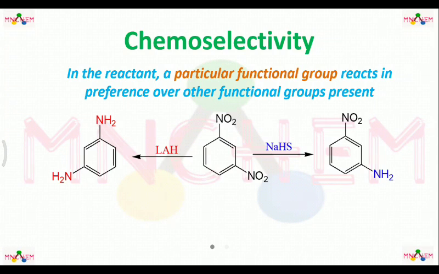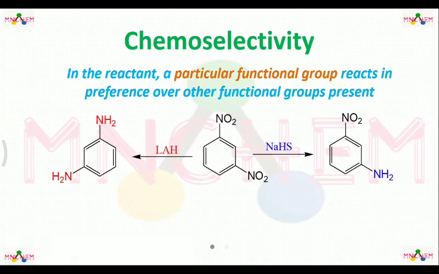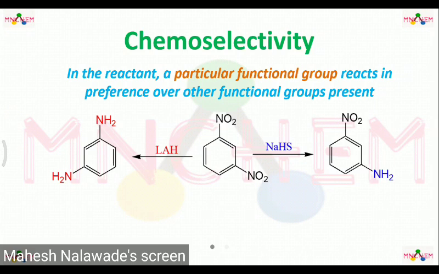So here also you can compare. If I use strong reducing condition, LAH is a strong reducing agent. It reduces both the nitro groups and the product formed is metaphenylene diamine. Okay, here there is no selectivity. Where is the selectivity? When out of the 2 nitro groups, only one group gets reduced to amino.